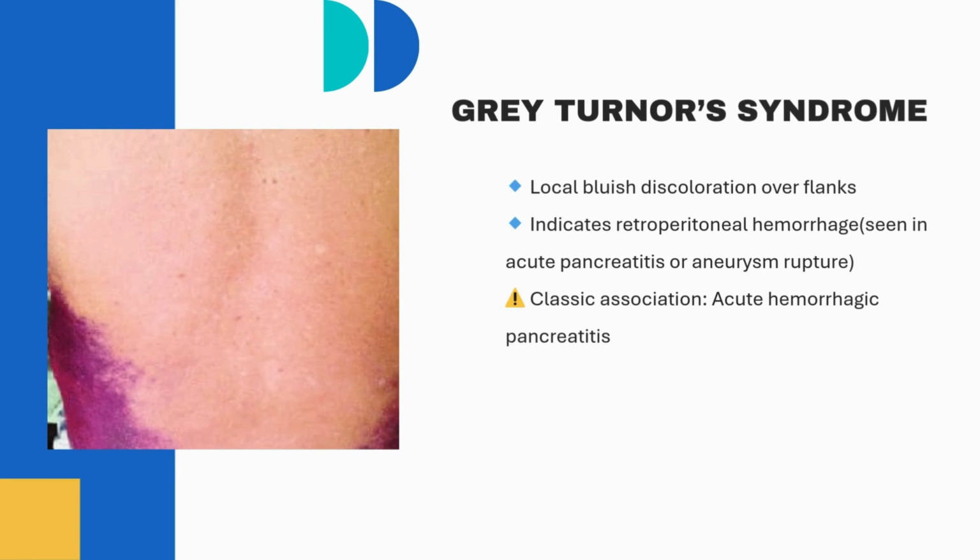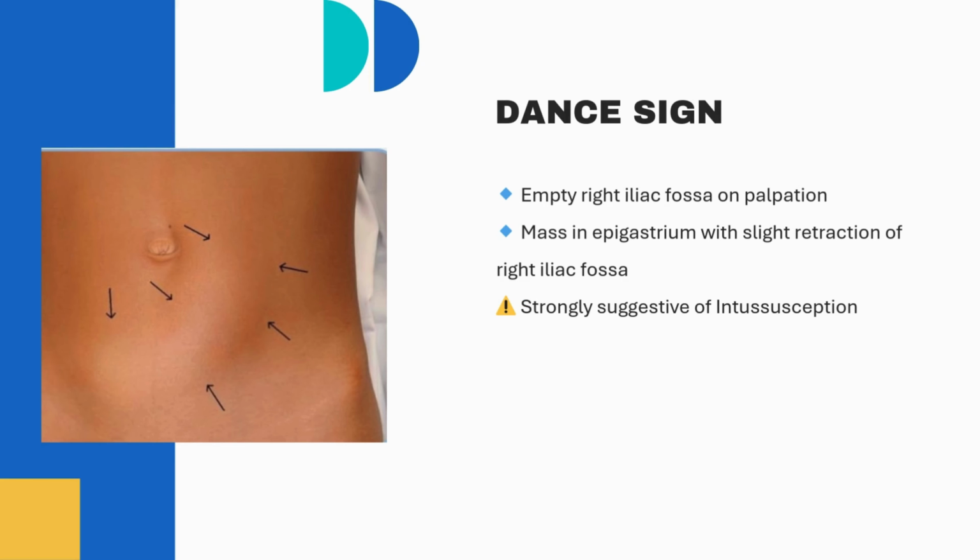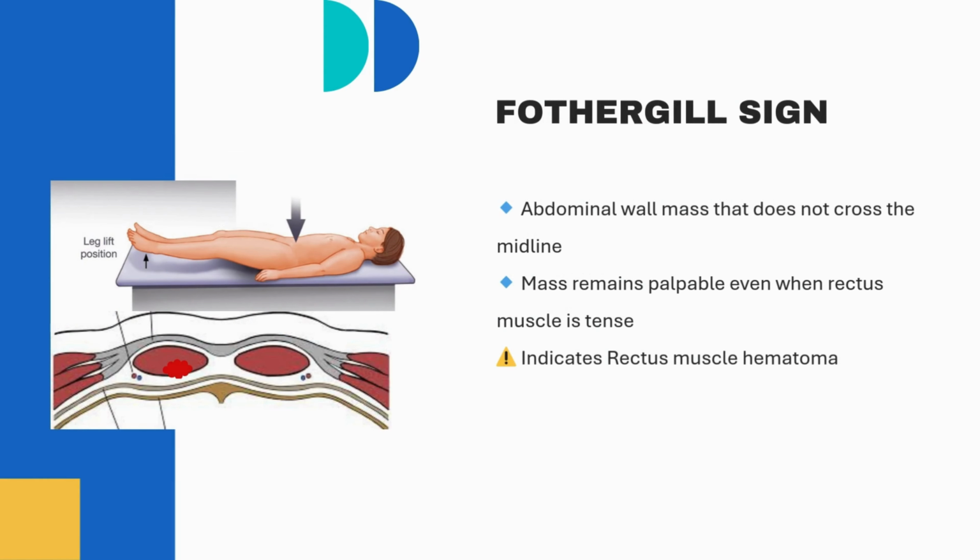Grey Turner syndrome. Local bluish discoloration over flanks indicates retroperitoneal hemorrhage, seen in acute hemorrhagic pancreatitis or aneurysm rupture. Dance sign. Empty right iliac fossa on palpation. Mass in epigastrium with slight retraction of right iliac fossa, strongly suggestive of intussusception. Fothergill sign. Abdominal wall mass that does not cross the midline. Mass remains palpable even when rectus muscle is tense, indicates rectus muscle hematoma.